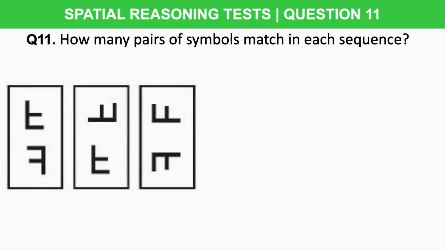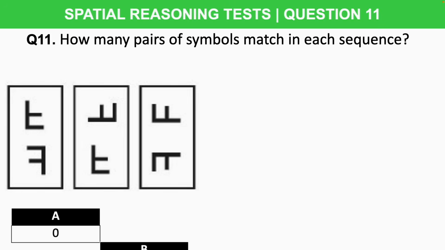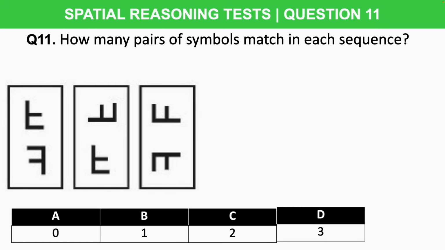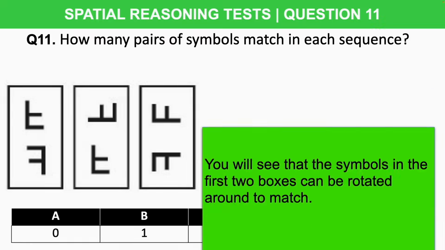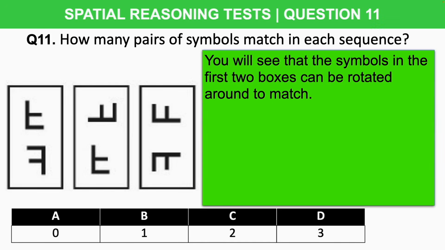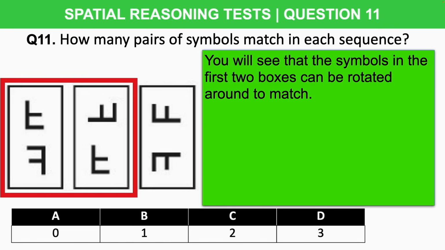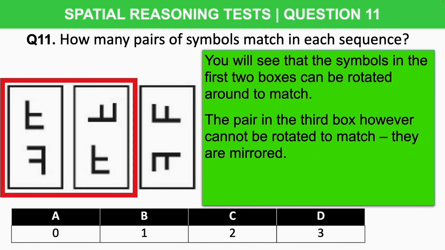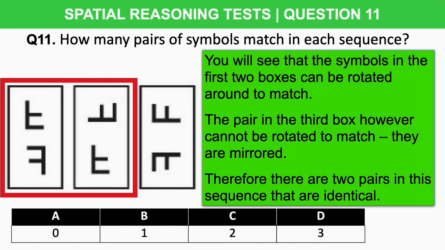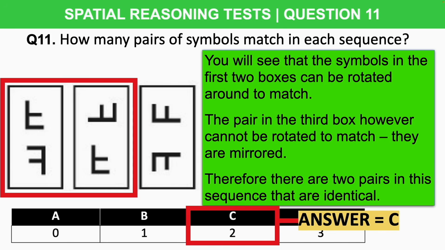So question 11, how many pairs of symbols match in each sequence? Is it A, 0, B, 1, C, 2 or D, 3. So you will see that the symbols in the first two boxes can be rotated around to match. However, the pair in the third box cannot be rotated to match. They are mirrored instead. Therefore, there are two pairs in this sequence that are identical, making the correct answer C.